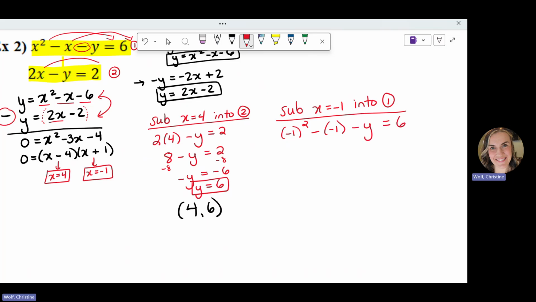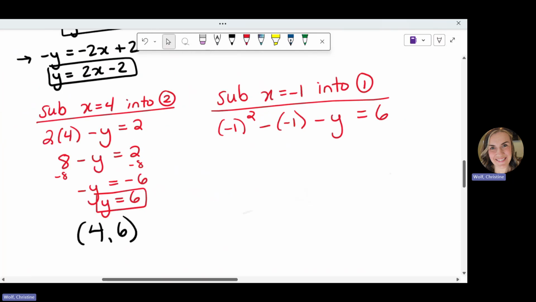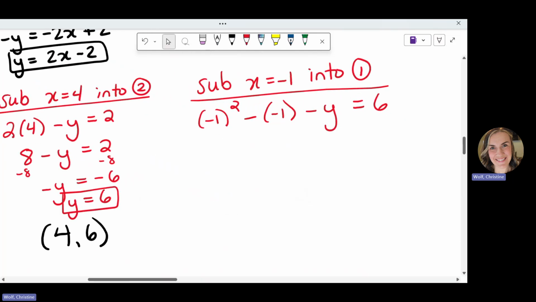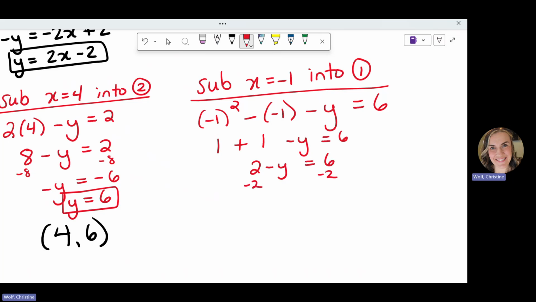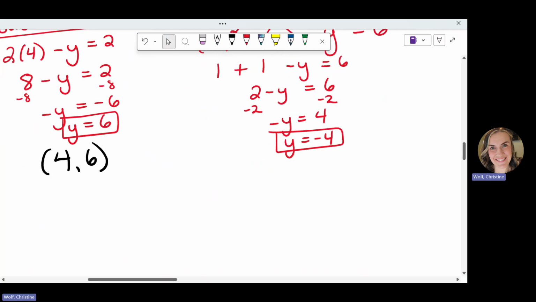So that looks kind of ugly. Let's clean up our symbols. Negative 1 in brackets squared is positive 1. Then that's going to end up being plus 1 minus y equals 6. Okay, I have 2 minus y equals 6. I'm going to minus 2 to both sides. I have negative y equals 4. And I divide off the negative 1. And I get an answer of negative 4.